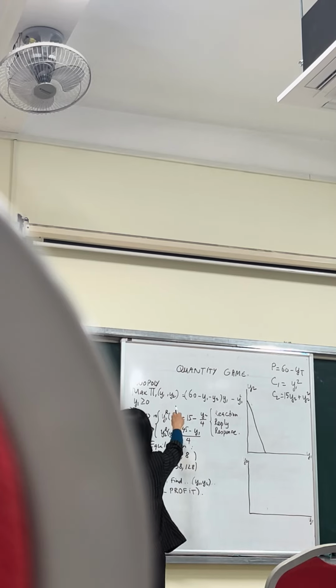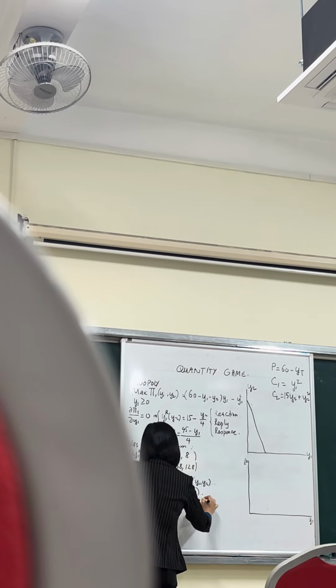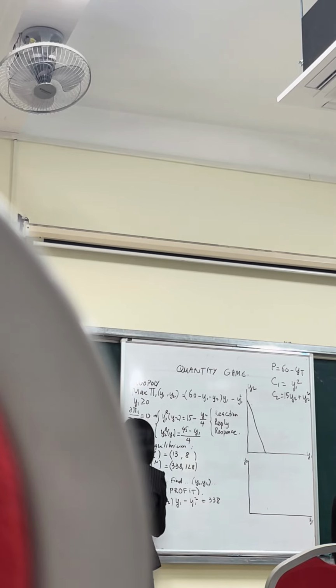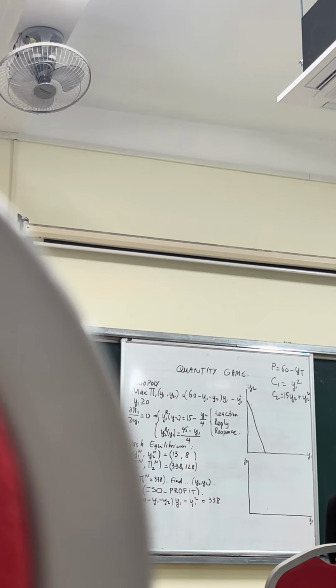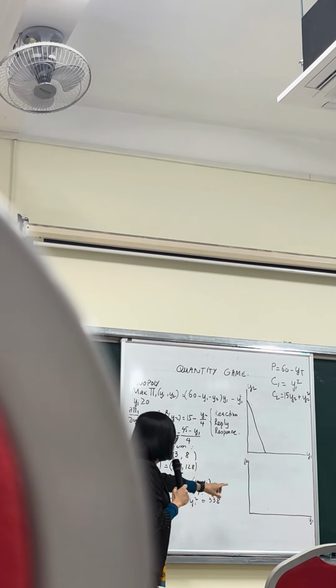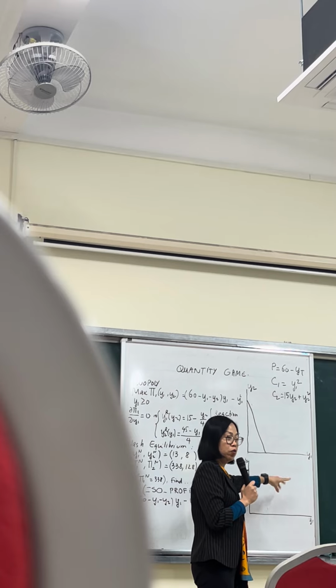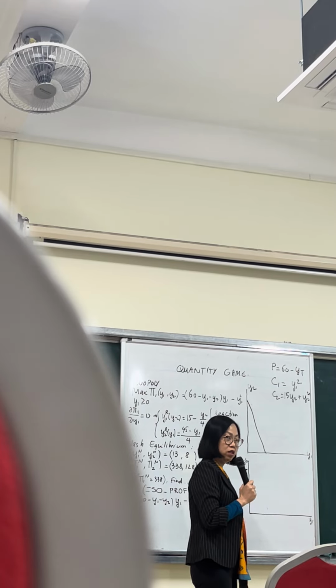In other words, we are going to rewrite this equation here: (60 minus y1 minus y2) times y1 minus y1 squared equals 338. You look for all combinations, you look for the locus. How does it look in the graph here? The combination of y2, y1. Understand the question?